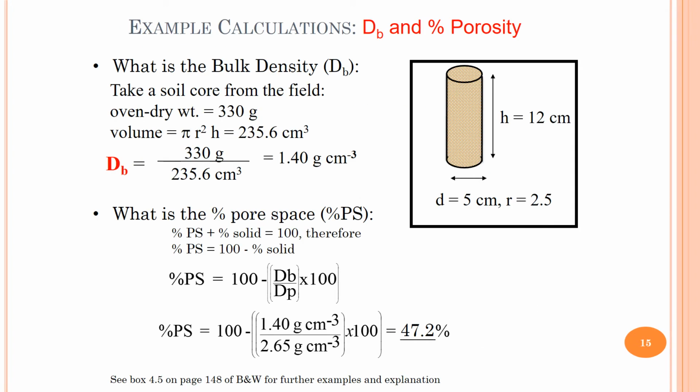So here's some example calculations for bulk density, which we're also going to show you in lab, and I think next week or the week after. The first thing we have to do to calculate bulk density is to actually go out and take a core sample. Now, knowing the shape and size of the core, like height and diameter, allows us to calculate the volume of the core used. In this case, the height of the cylinder was 12 centimeters, the diameter was 5 centimeters, giving us a radius of 2.5 centimeters.